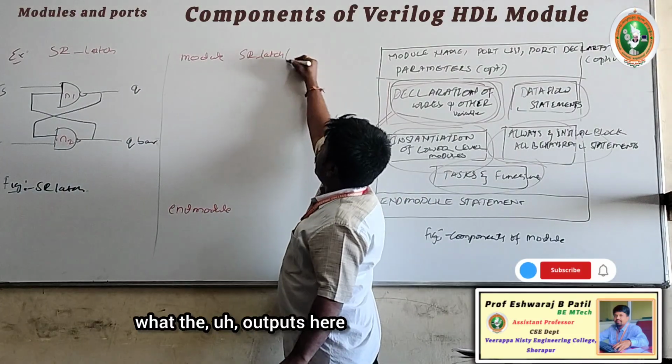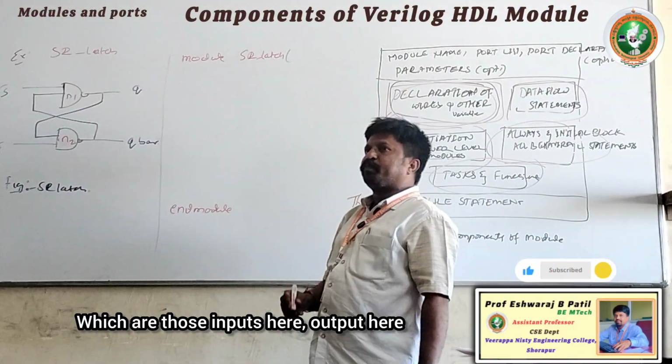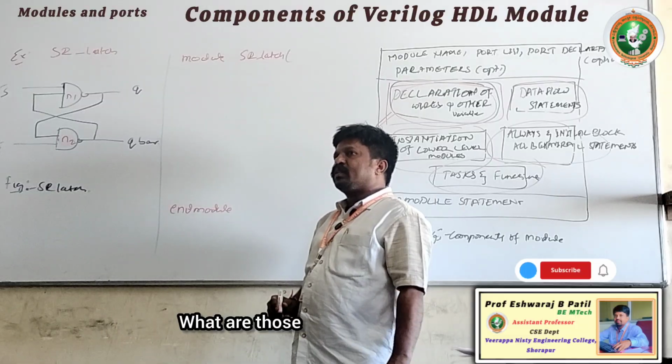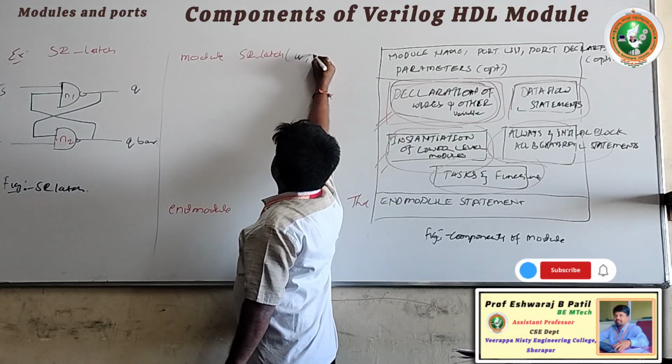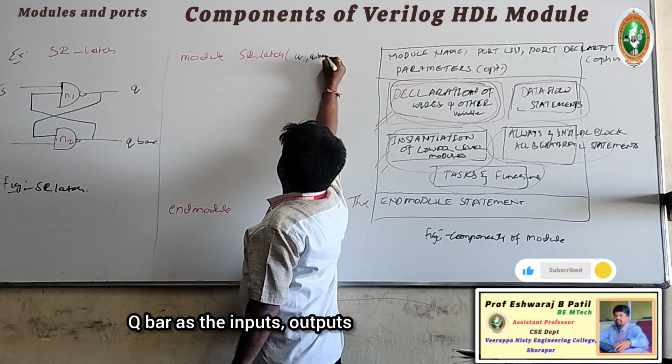First I have to define what the outputs are here. Which are those? What are the outputs here? Q and Q bar as the outputs.